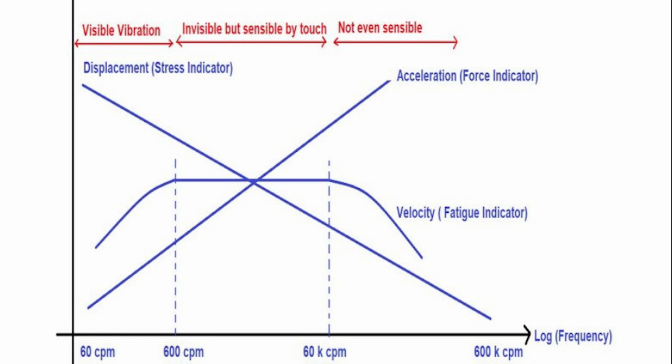As you can see here, this chart shows that displacement, which is the stress indicator, will show very well at low frequencies, but not at high frequencies. Acceleration, the force indicator, shows at high frequencies, but not very well at low frequencies. And velocity, known as the fatigue indicator, will show okay at high and low frequencies, but also has the best response across the middle of the spectrum.